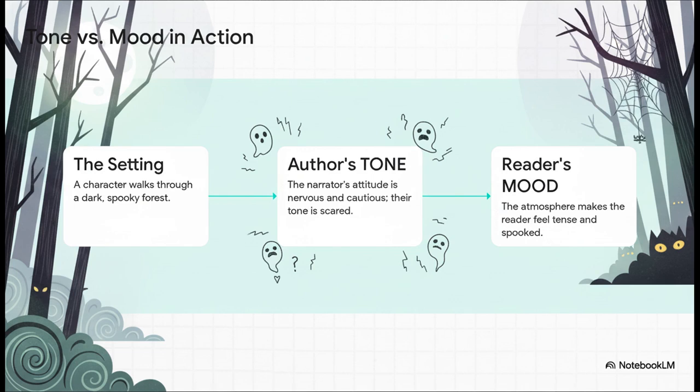Let's make this super concrete. Imagine this. A character is walking through a dark, spooky forest. The narrator describes it using words that show they're nervous, cautious, so their tone is one of fear. And what's the result? Well, that atmosphere makes you, the reader, feel tense and spooked. That feeling, that's the mood. So you see, in this case, the tone and mood are pretty similar, but they're not exactly the same thing.